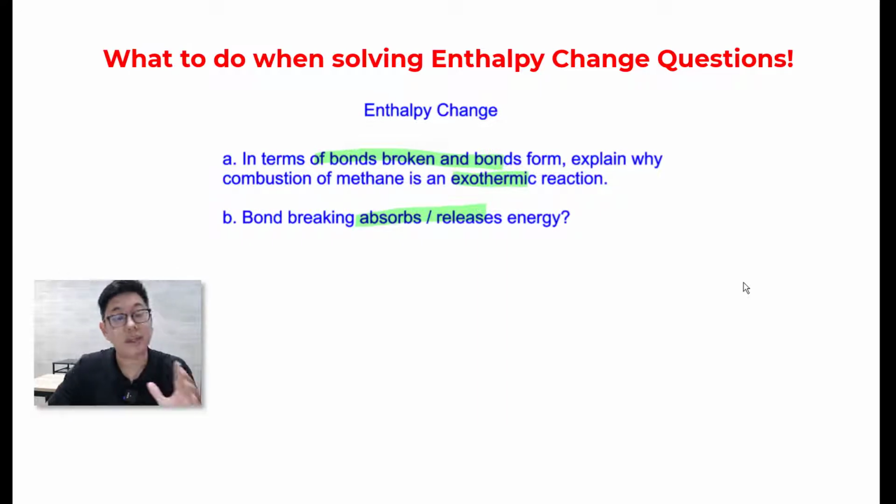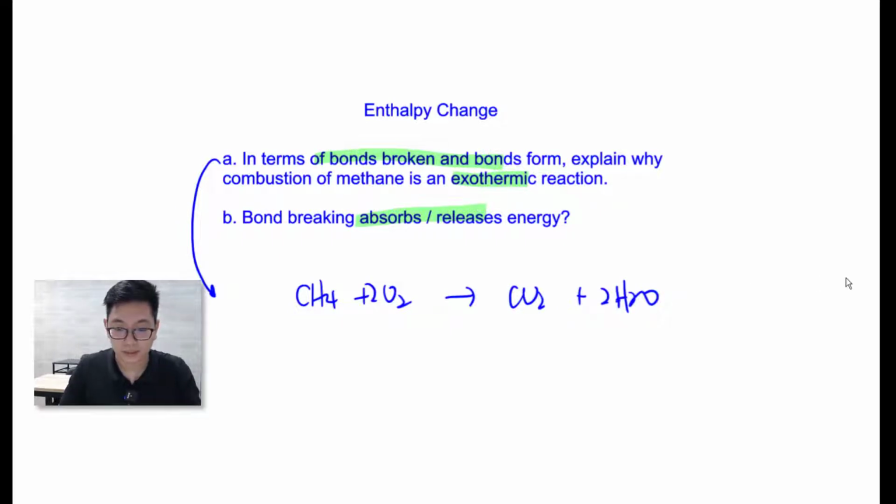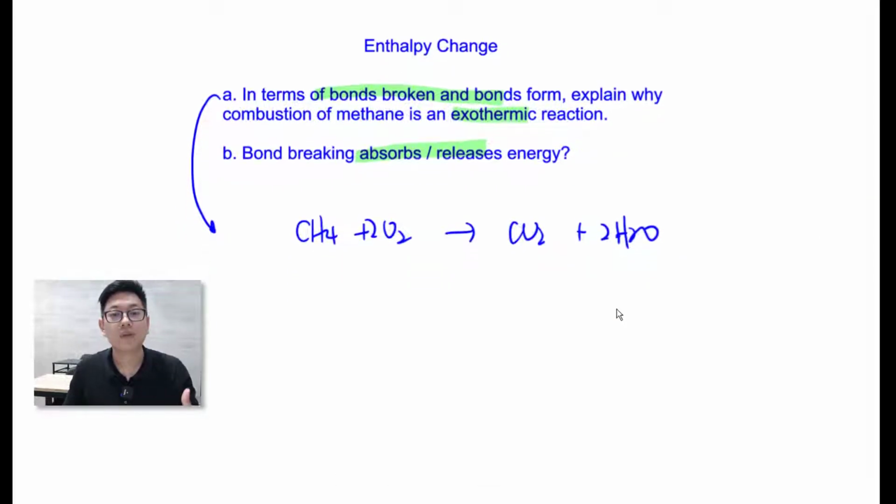Whenever I come across an enthalpy change question, the first thing I will do is sketch an energy profile diagram. So let's assume we look at the first one. We talk about methane undergoing combustion and why is it exothermic. When methane undergoes combustion, it forms carbon dioxide and water. And to balance, I'm going to put a 2 there and a 2 there. So it's balanced. Now, in terms of bonds broken and bonds formed, why is it exothermic? This is a typical 2-3 mark question.